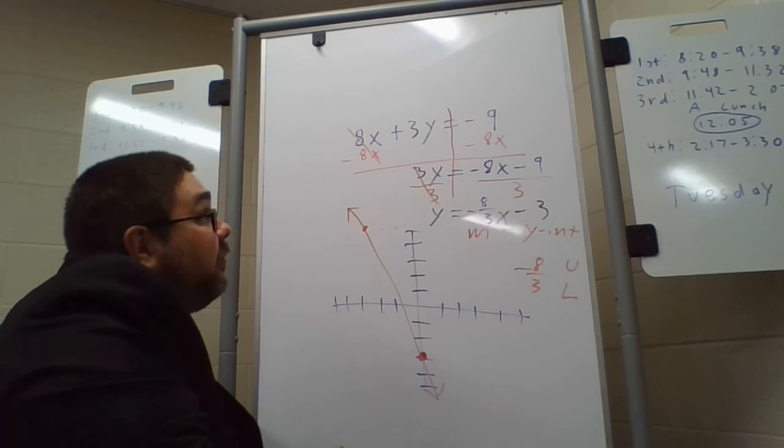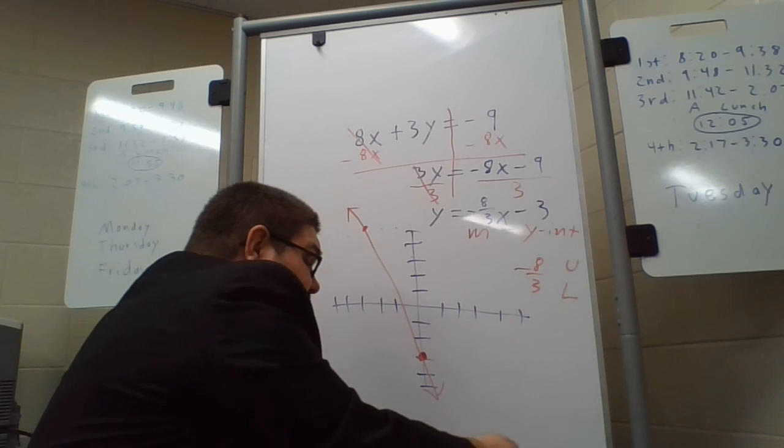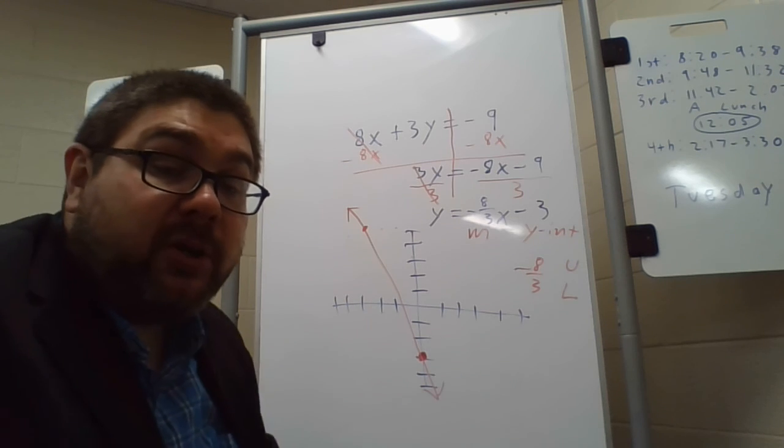So that is graphing an equation when it's not in slope-intercept form, when it's written in what's called standard form.